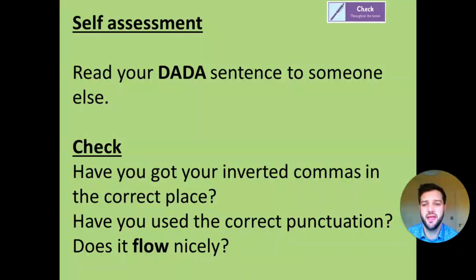But also check, have you got your inverted commas in the correct place? So on the outside of what you need them. Have you used the correct punctuation? Is it inside of the inverted commas? And does your writing flow nicely? Have you got some description, then action, then dialogue, then action? Does it flow nicely? Or is it like our wobble, where it's choppy? Have a little think to yourself. Does it read nicely?